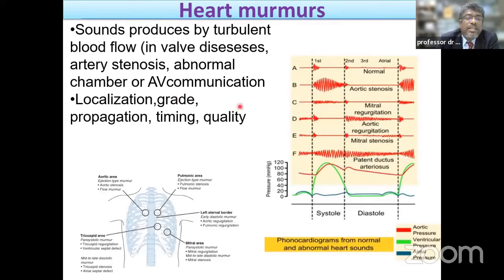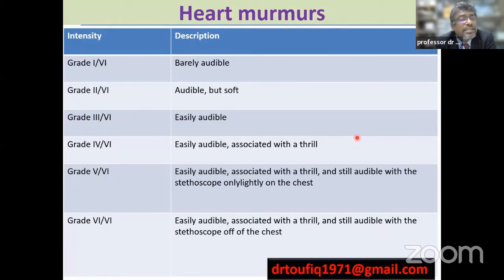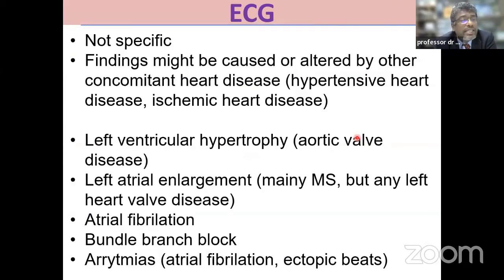So this is the aortic phonogram of aortic regurgitation. This is a regurgitation type of murmur, and there is a classification of the heart murmur depending on the grading.